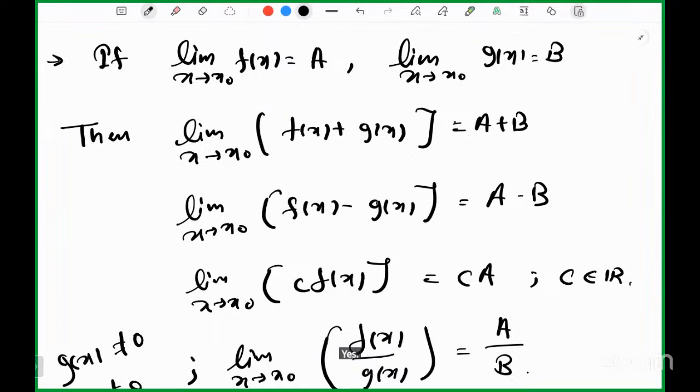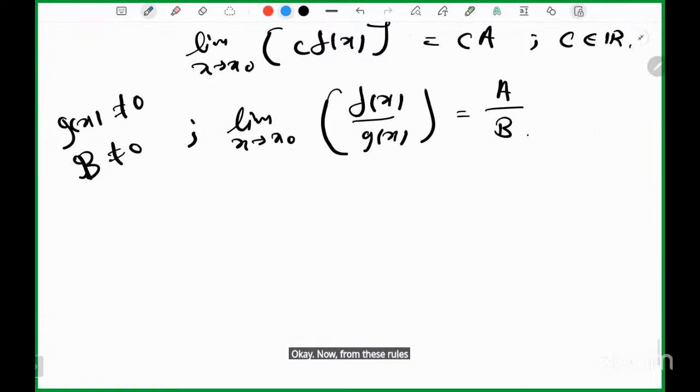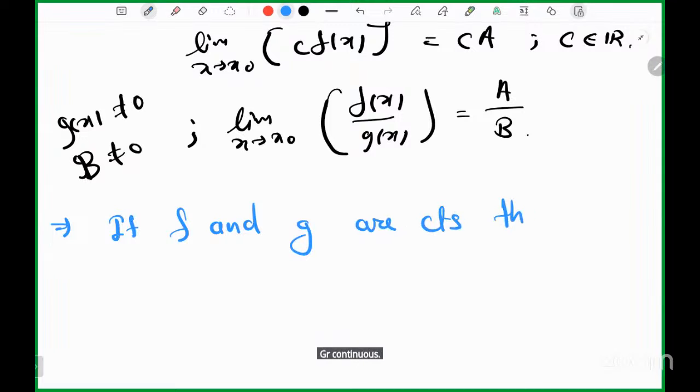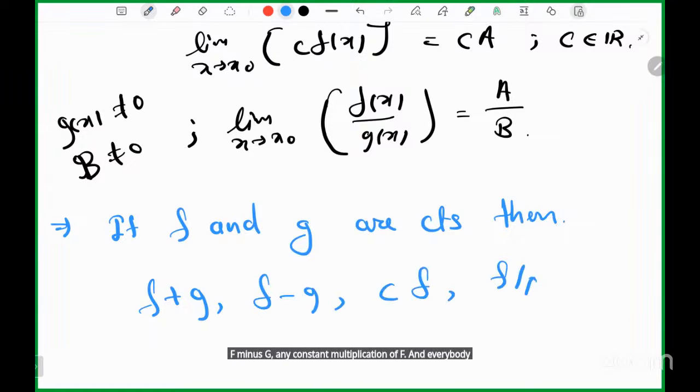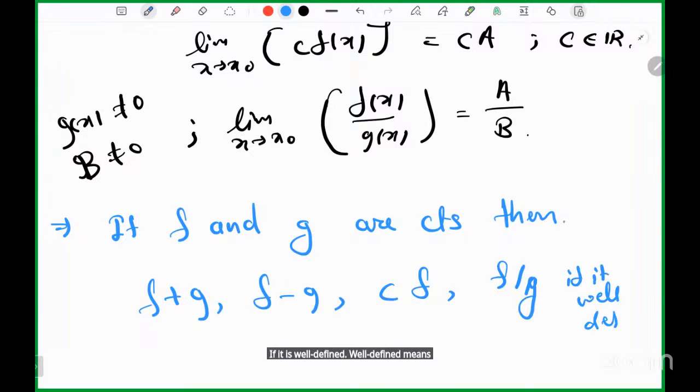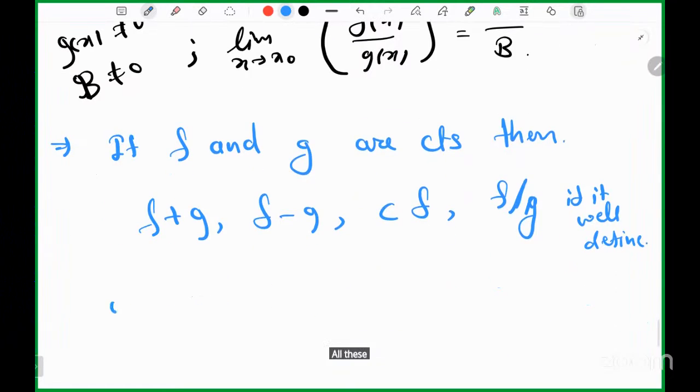Okay. Now from these rules, you can easily conclude that these same rules also state that if f and g are continuous, then you can say f plus g, f minus g, any constant multiple of f, and f by g, if it is well defined, will be continuous. Well defined means again g of x is not equal to 0 at that particular point. All these functions will be continuous. And it's easy to see.